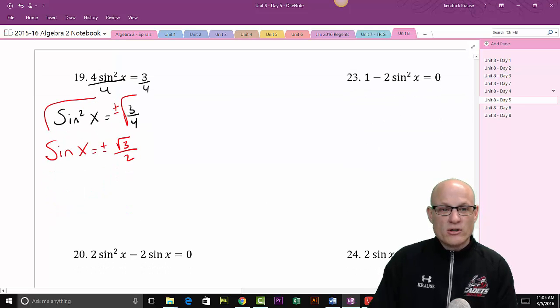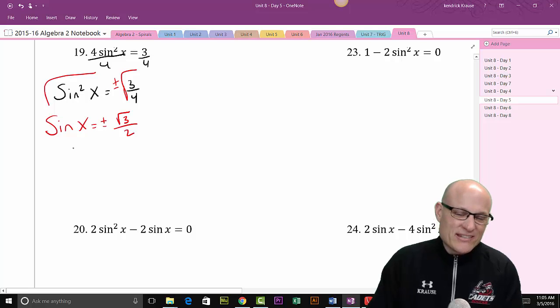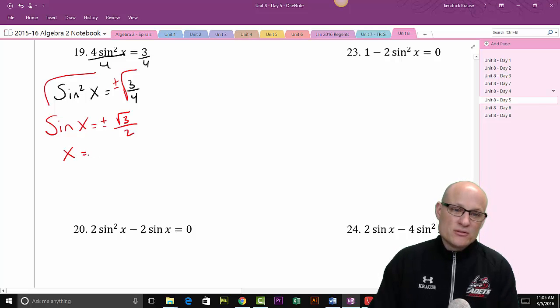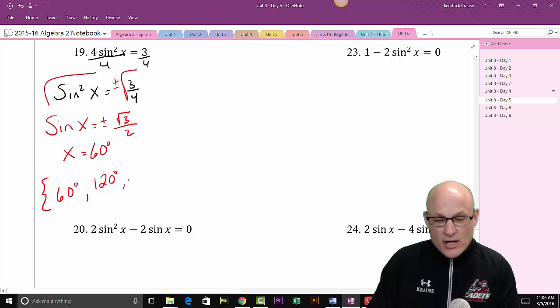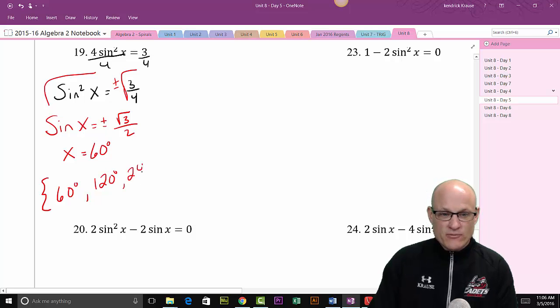When sine of x is equal to square root of 3 over 2, it's 60 degrees. So believe it or not, we get the same answers as the last problem. 60 degrees, first quadrant. 180 minus 60 is 120 degrees. 180 plus 60 is 240 degrees. I got to get into all 4 quadrants. And 300 in my last one.